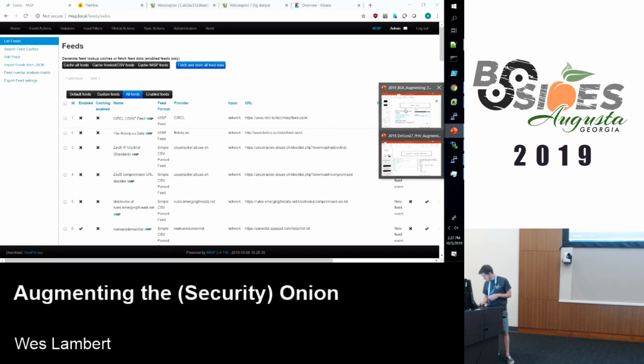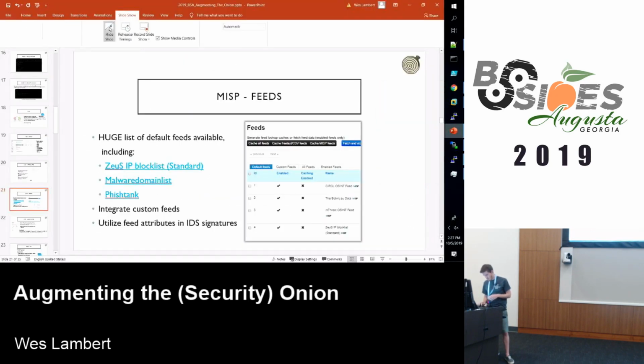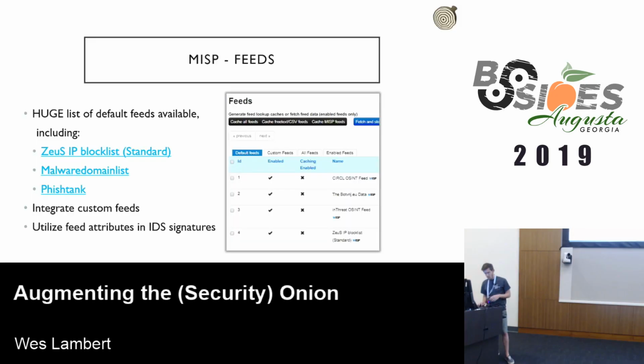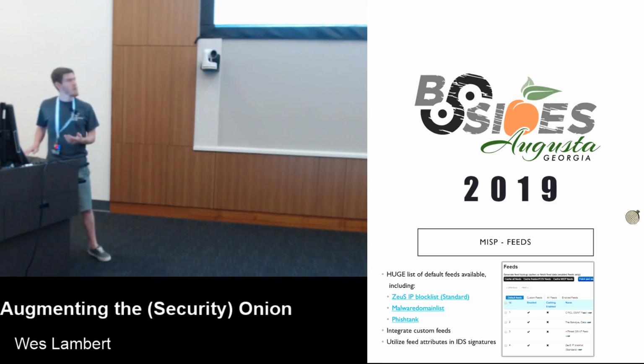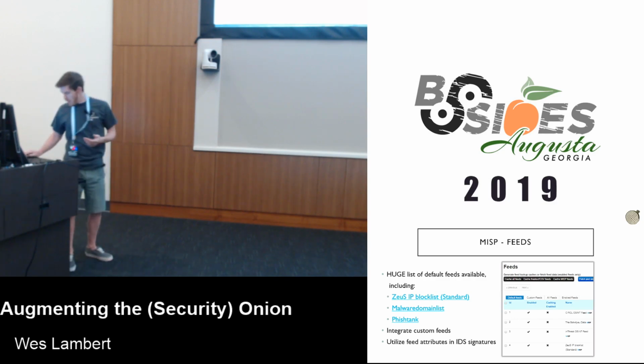Let me go back to here. All right. Another thing with these feeds is that these attributes can be used in IDS signatures. If you're a Security Onion user, you may be familiar with the Bro Intel framework and the fact that you can use local rules to implement your own rules with Snort or Suricata. So these feeds can be exported and used in these signatures.